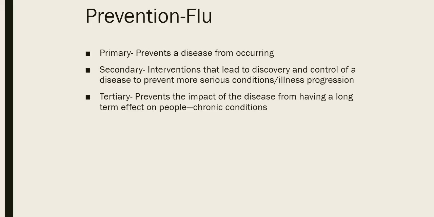In tertiary prevention in this case, we're looking at the prevention of flu causing other long-term effects on people or having chronic conditions. So sometimes the flu turns into pneumonia or chronic bronchitis, and then we have to treat those conditions so that there are no permanent long-term effects. Those are examples of how the levels of prevention work with the flu.